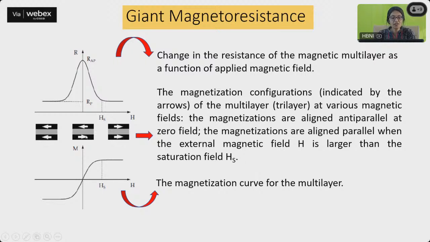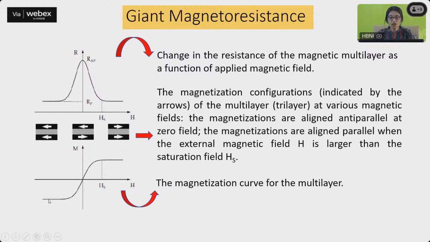And then when there is a flip with the application of the magnetic field, there is a very giant leap in the resistance value. And then again, when it is flipping onto the other side, you see the resistance value changing. So ultimately, the magnetizations are aligned anti-parallel at zero field, and the magnetizations are aligned parallel when the external magnetic field is larger than the saturation field, which is the HS.